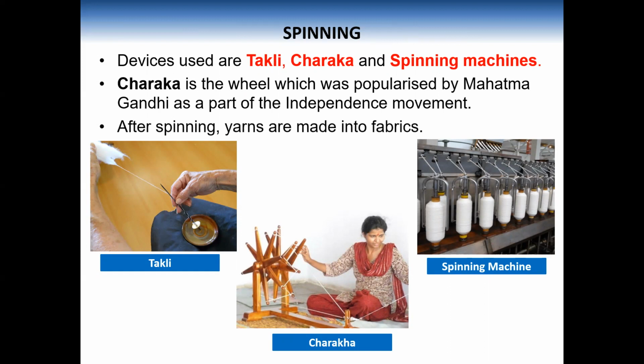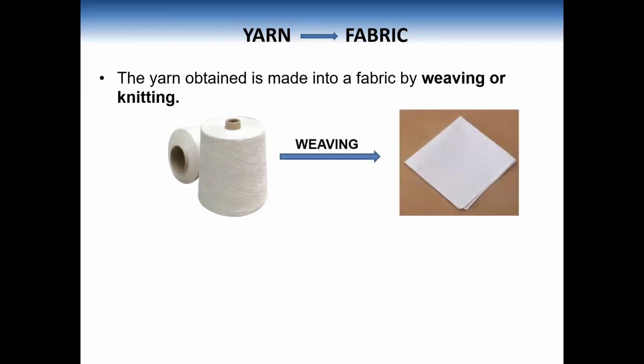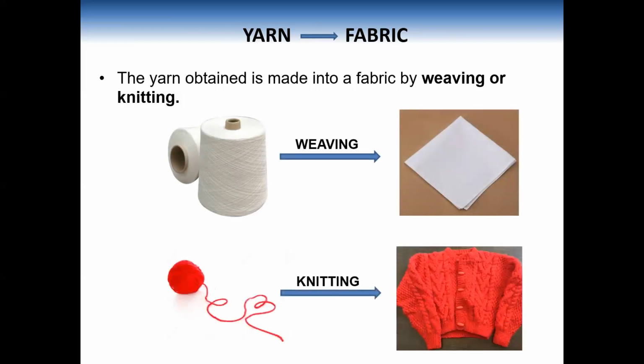After spinning, yarns are made into fabrics. The yarn obtained is made into a fabric by weaving or knitting. The first process is weaving and the second one is knitting. Weaving is generally used to convert cotton yarn into cotton fabric, whereas knitting is used to convert woolen yarn into woolen fabric.